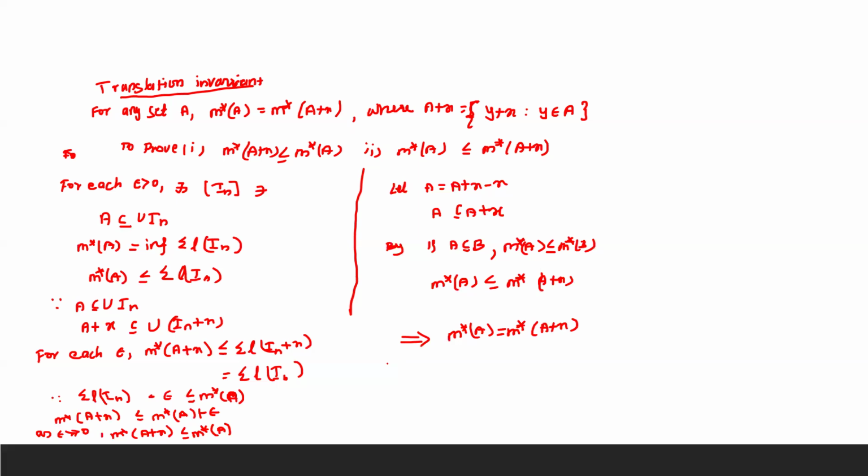In this video, we have seen what the Lebesgue outer measure is and the basic properties of the Lebesgue outer measure. That is, the outer measure of any set is greater than or equal to 0 and the outer measure of an empty set is 0. If A is contained in B, then the outer measure of A is less than or equal to the outer measure of B. And the outer measure of a singleton set is 0. Finally, translation invariance. In the next video, we will discuss more properties of the Lebesgue outer measure.